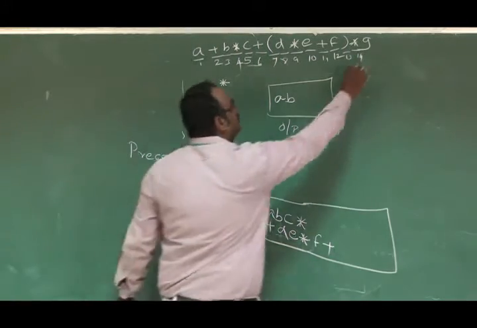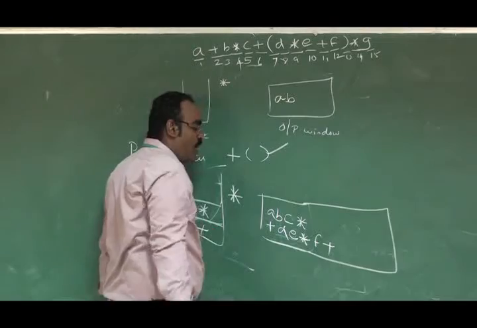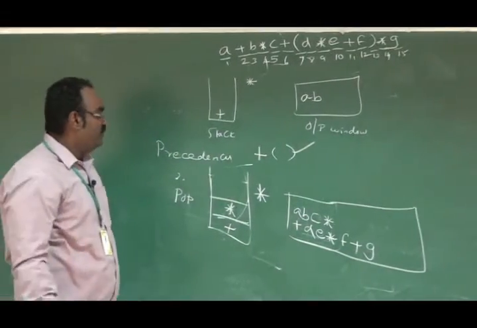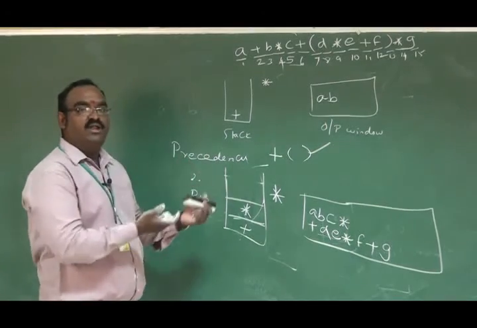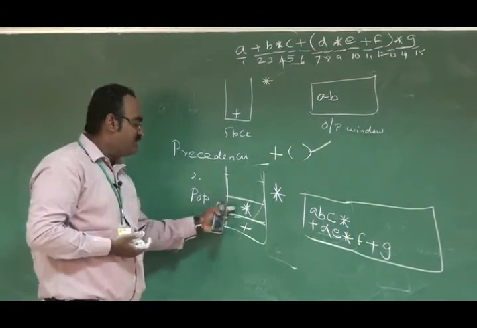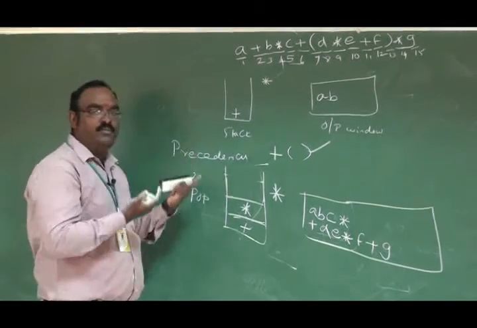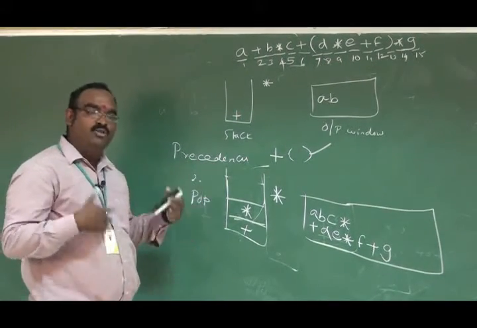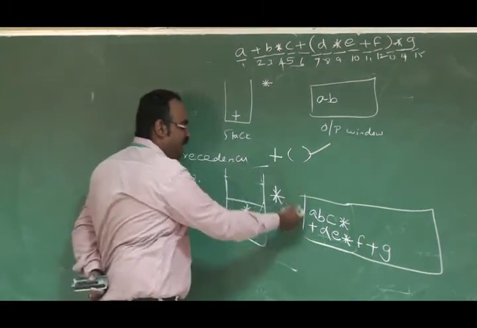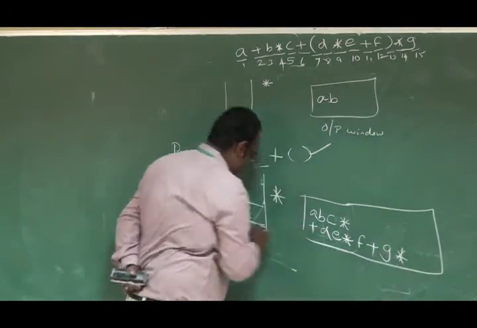The final, the 15th, is G. G is an operand, so we move it to the output window. Now there is no other element, it's the end of the tokens. The stack still has two operators, star and plus. Since there is no other input, immediately we have to pop all the operators in the stack to the output window. So, last in first out: multiplication is moved to the output window first, then plus.